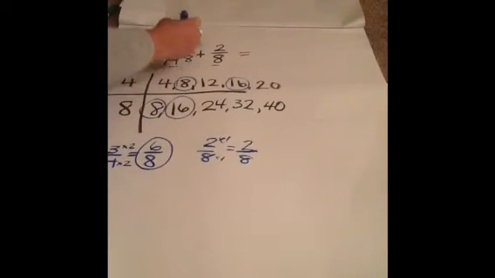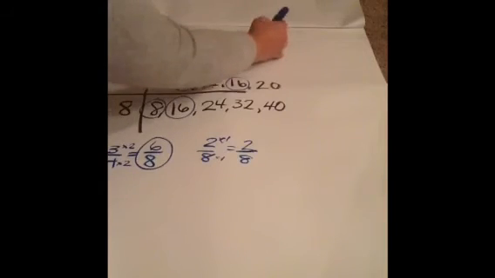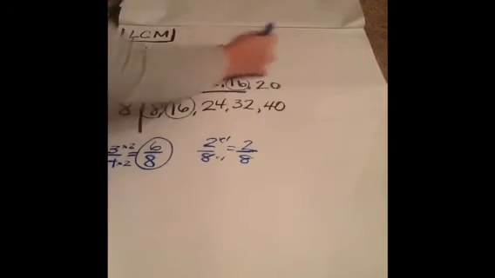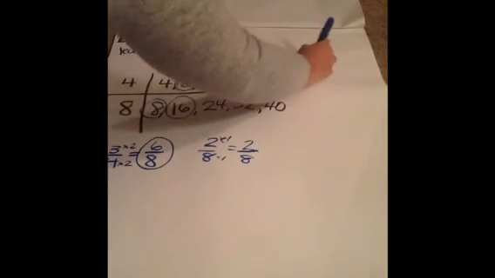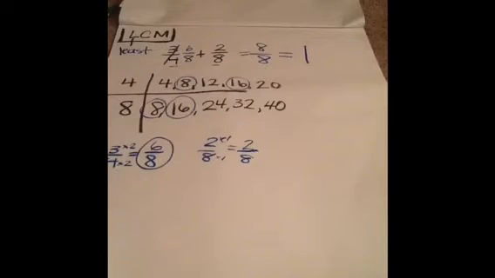So now we have 6/8 plus 2/8. That is our new equation. 6 plus 2 is 8. Our denominator does not change. 8/8 is the answer. And you need to make sure it is properly written. It is actually 1 and not 8/8 any longer.